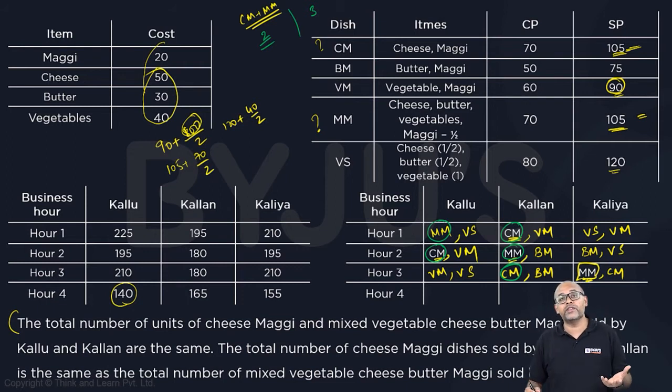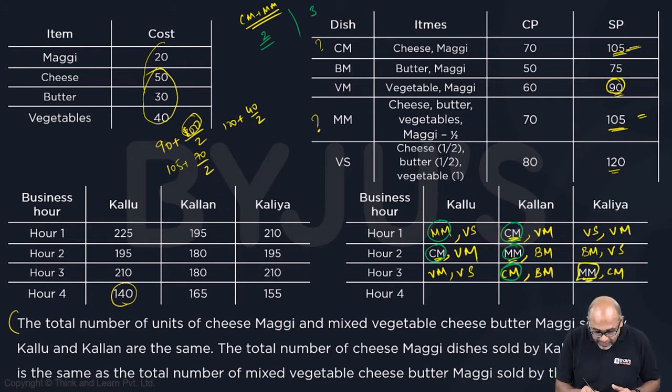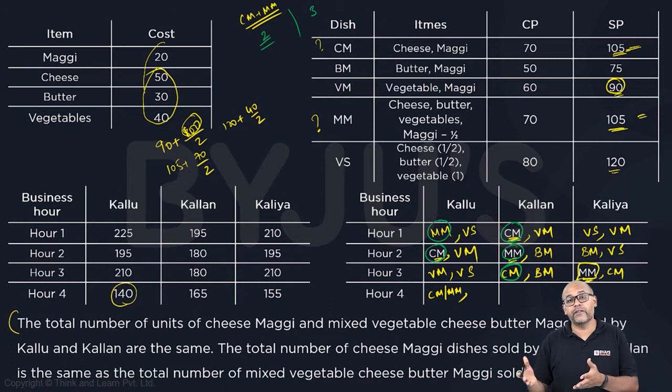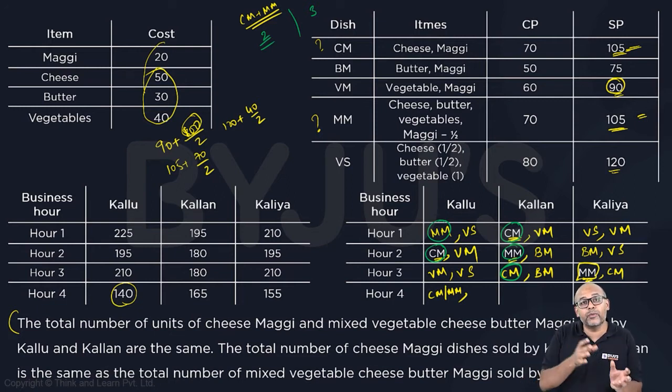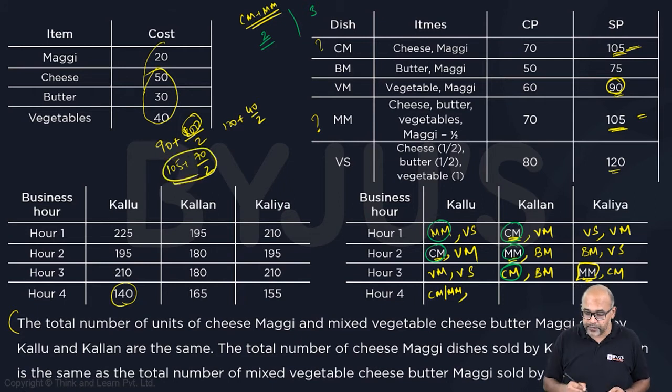The only way in which they can be same is when I have one extra CM or MM coming in the fourth hour. Otherwise they cannot be equal, because I already have 3 for Kallan. I have to have 3 for Kallu. But the third one could be either CM or MM, because it is a sum of CM plus MM which is same. So I still don't know which one is the correct one, but I know that it is 105. It is 105, right? Plus 70 by 2.